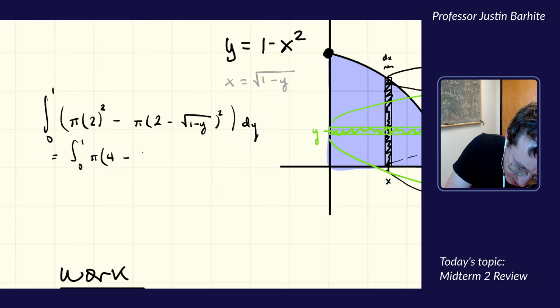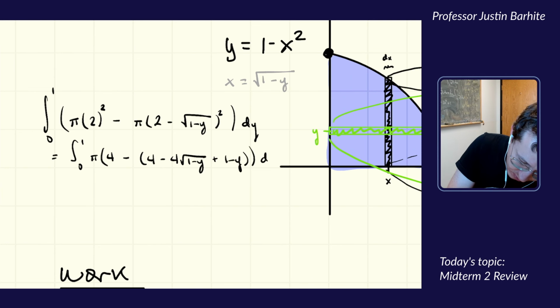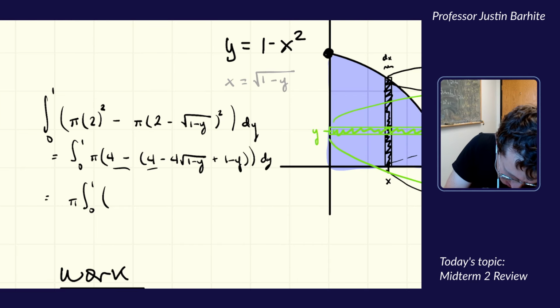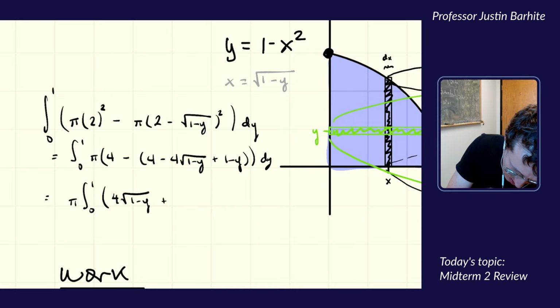So when I square that out, I'll get 4 minus 4 times root 1 minus y plus 1 minus y. I just FOILed this out. Let me pull the pi outside the integral. These 4's cancel, which is nice. And I end up with plus 4 root 1 minus y plus 1 minus y. Oh, sorry, minus 1 plus y. I'm still distributing the minus sign.